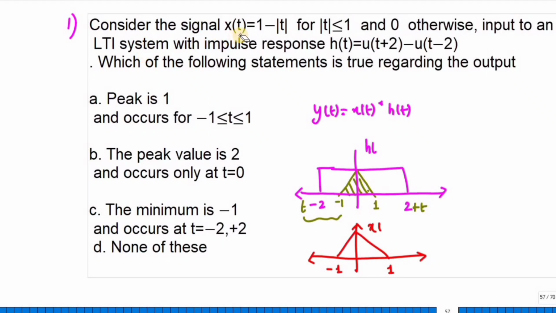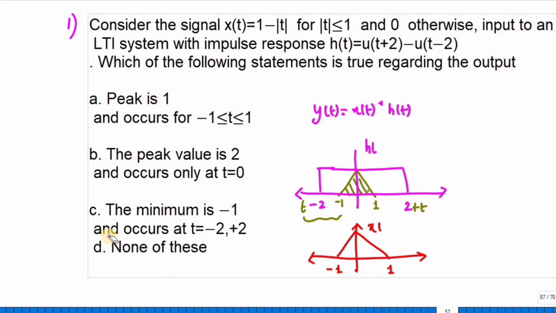So the question is: consider the signal x(t) = 1 - |t| for |t| ≤ 1, and 0 otherwise. This is the input to an LTI system with impulse response h(t) = u(t + 2) - u(t - 2). Which of the following statements is true regarding the output?